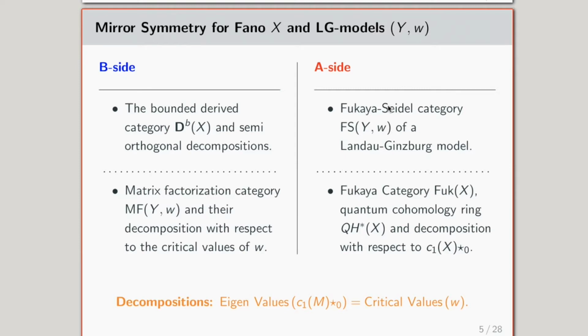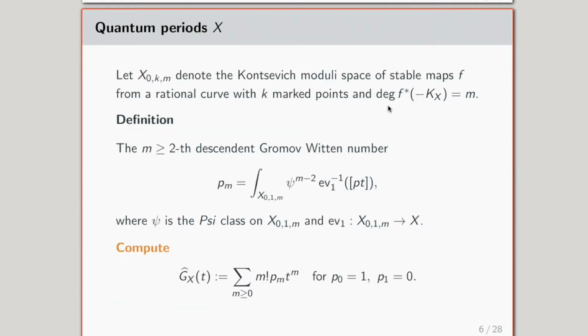But we're going to keep this in mind because this will come up towards the end of the talk. Okay. But we are not going to consider the very strong version of mirror symmetry. We're going to consider a much weaker version, which we can call the enumerative mirror symmetry, which deals with quantum periods.